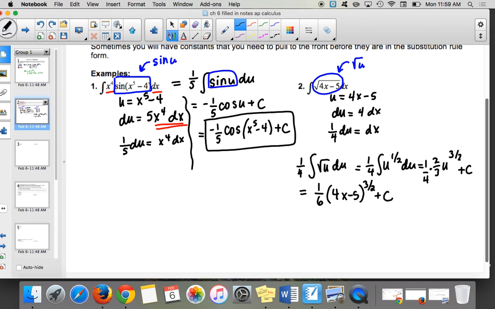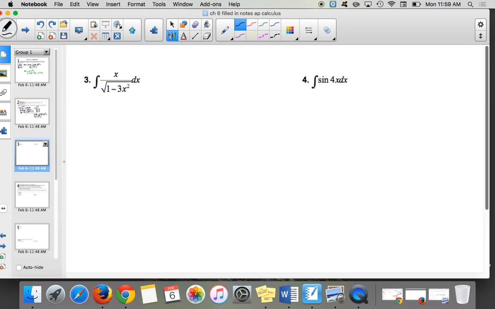Everybody feeling good about this? All right, so let's try the next ones. It does get a little harder, so keep trying these along with me. Be active note takers, try the problems, see if you understand. Okay, so again, think about what you're going to let your u be. What's your first guess? What do you think?